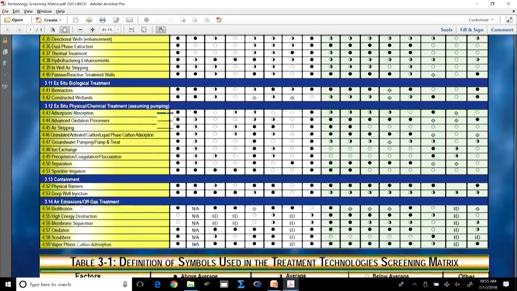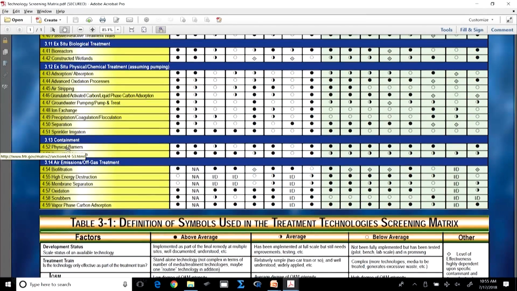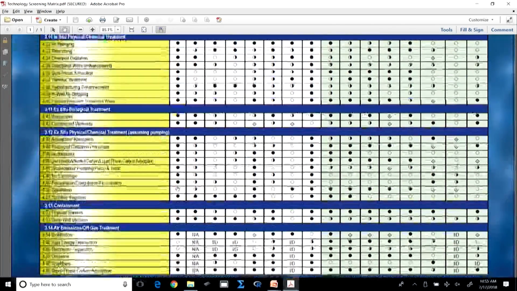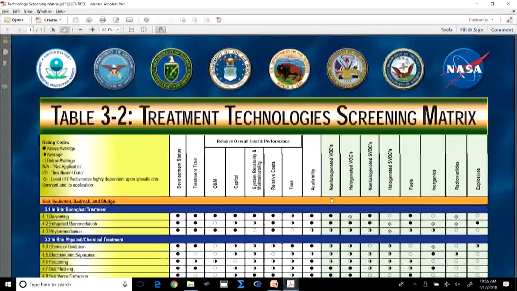In a particular case, let us say you cannot treat it, what can you do? You will try to contain the waste, and for that case they are looking at physical barriers or deep well injections and so on, and how they fare compared to the other aspects out there. So again this is a screening matrix, as the title indicates. You can use that to screen out or screen in the techniques that you can consider.